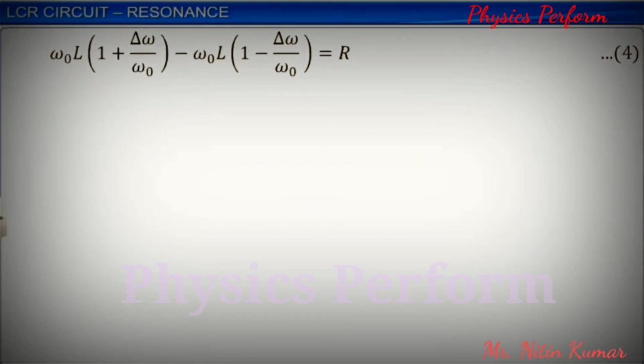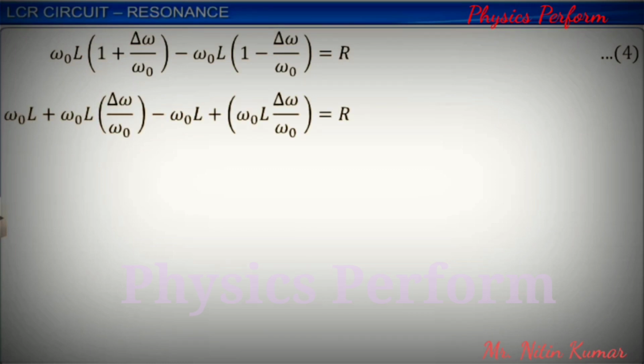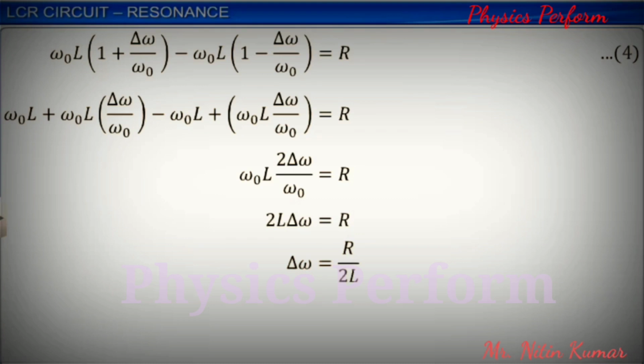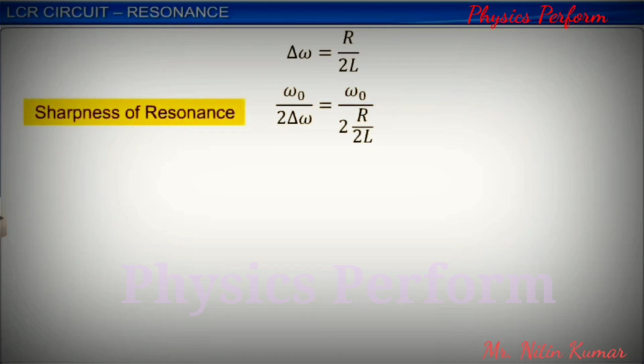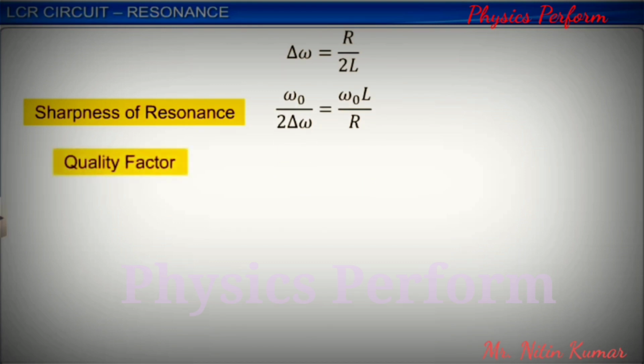On simplifying this equation, we get delta omega is equal to R by 2L. Using the value of delta omega obtained, the sharpness of the resonance, omega naught by 2 delta omega, can now be written as equal to omega naught L by R. This is also referred to as the quality factor Q of the circuit.